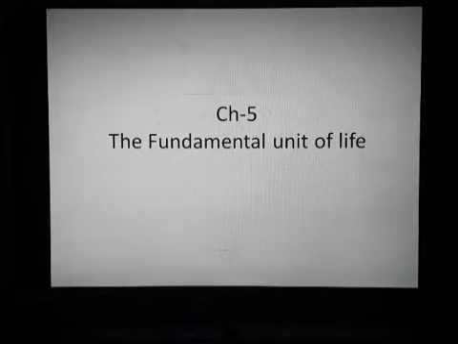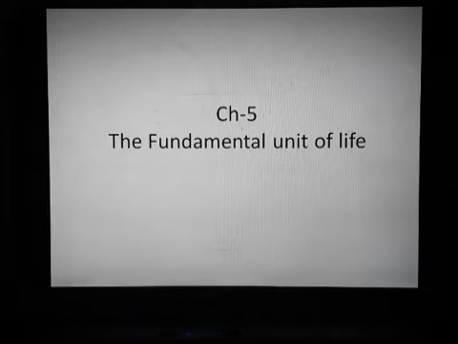Welcome back. Today we're going to start a new chapter, chapter 5, the fundamental unit of life. As the name suggests, the fundamental and structural unit of life is known as the cell. So in this chapter we are going to study about the cell. Now what are we going to study?